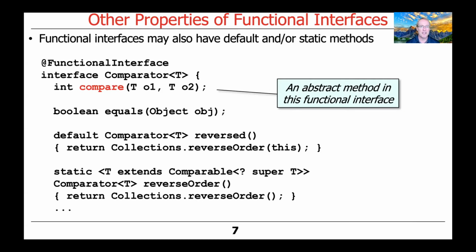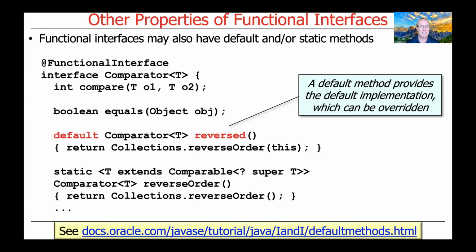Compare is a simple method that takes two parameters, o1 and o2, and it compares them to see what their relationship is. If they're equal, it returns 0. If o1 is less than o2, it returns less than 0. And if o1 is greater than o2, it returns greater than 0. There are other methods defined in this class, however, as well.